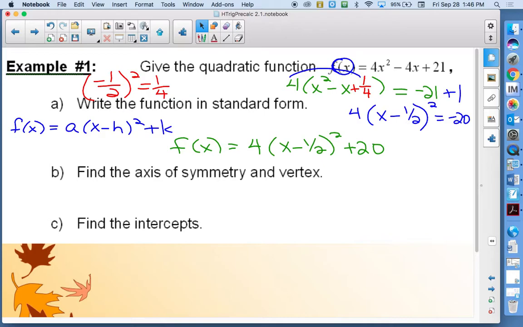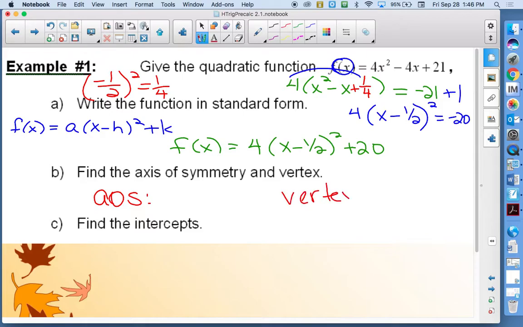So underneath, finding the axis of symmetry and the vertex are really easy because it's done for you once it's in standard form. You just pull out the numbers. So the axis of symmetry is 1/2, and the vertex is, say it again, 1/2, 20. Oh, the work's done. You're just using the numbers that are in the problem.